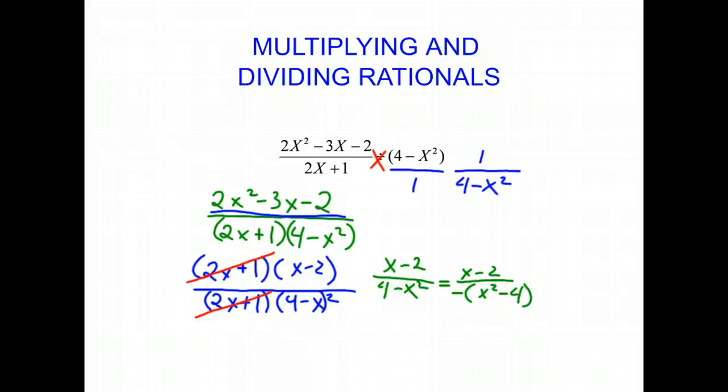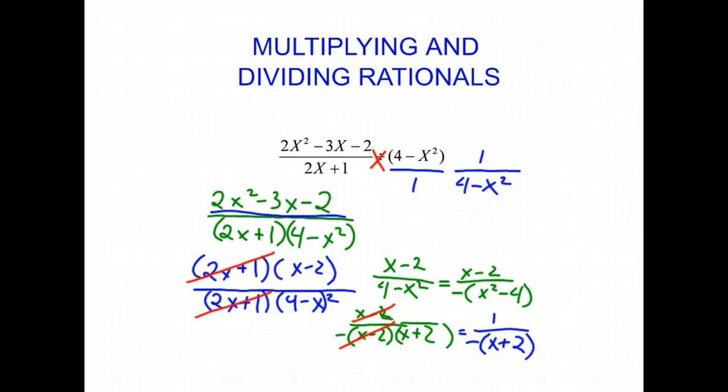Now we factor the numerator and it's going to become x minus 2 on the top, and then the negative is still on the outside over here, x minus 2 times x plus 2 after we factor. And again, we look to cancel, and we can, here and here. So our final simplified expression after we divide is going to be 1 over negative on the outside, x plus 2. Okay?